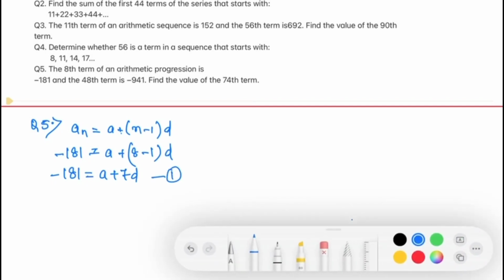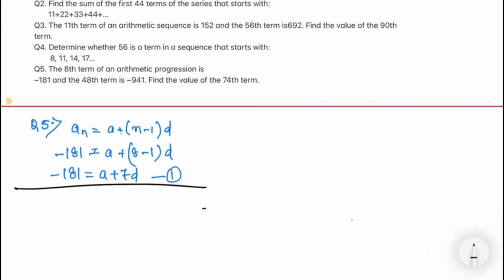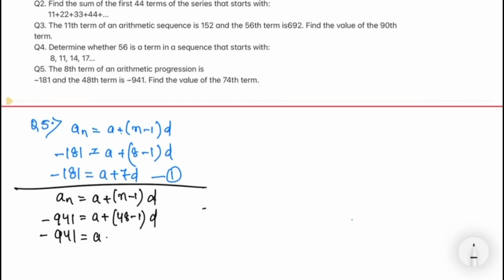Now let's do the second one. An equals a plus n minus 1 d. Same formula. Now it's given that for the 48th term, it's minus 941. So minus 941 for the 48th term. Then we'll write minus 941 equals a plus 47d. So these are our two equations. Now let's substitute it. So a plus 47d equals minus 941 and a plus 7d equals minus 181.